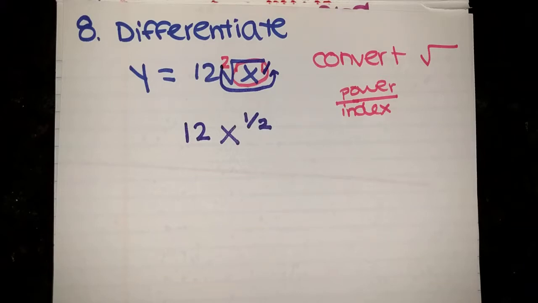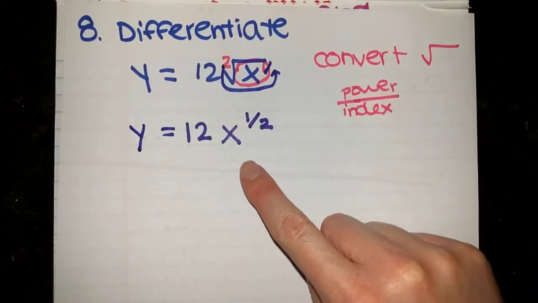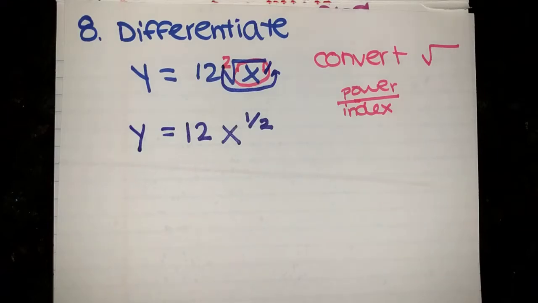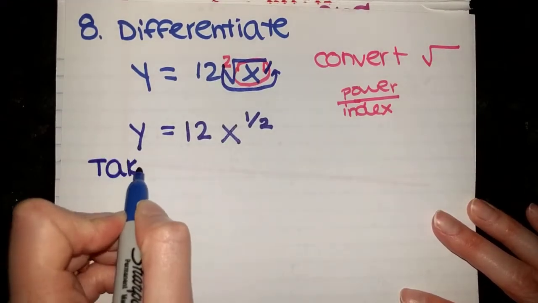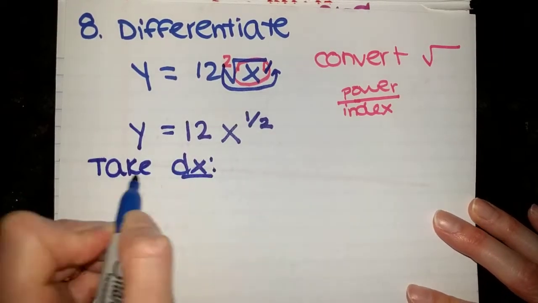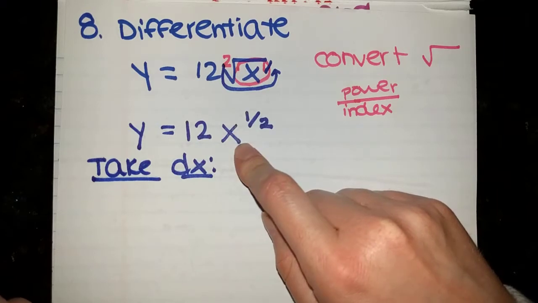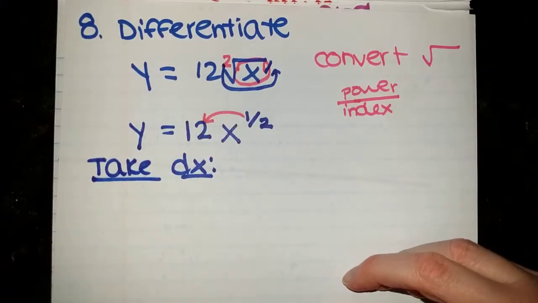Now, that is not our derivative. That is just our rewritten problem with the radical converted into a fraction exponent. So once you have that converted out of the radical form, then we're going to take the derivative. And when we take the derivative, the 12, of course, is a constant, so it's going to tag along. And then we're going to bring the 1/2 down.